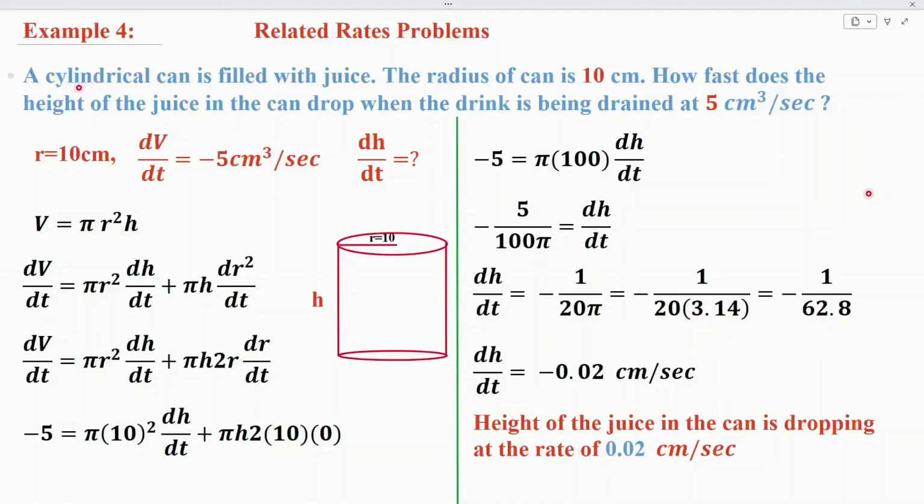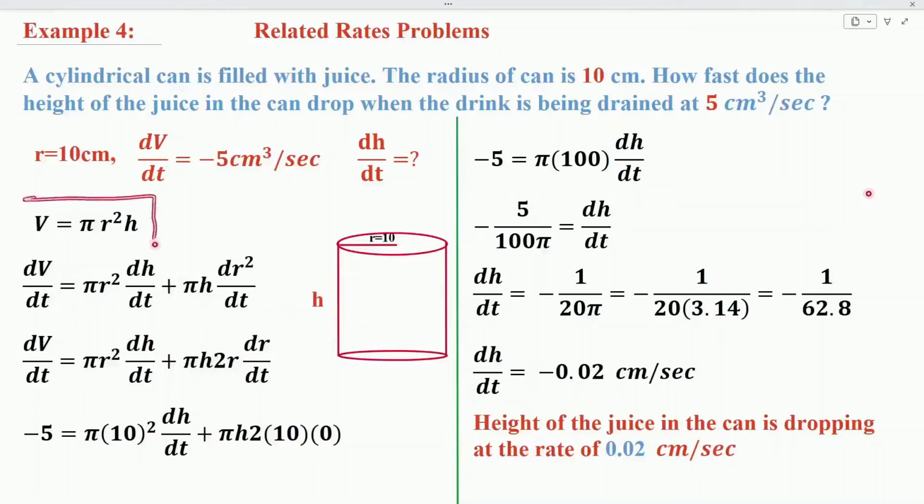In this example, a cylindrical cane is given which is full of juice. The radius of this cane is 10 centimeter. The juice is going out from this cane and the volume is decreasing at the rate of 5 centimeter cube per second. We need to find that at which rate the height of the juice inside the cane will decrease.